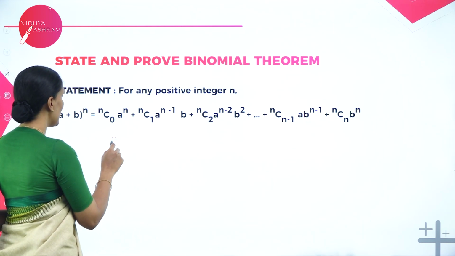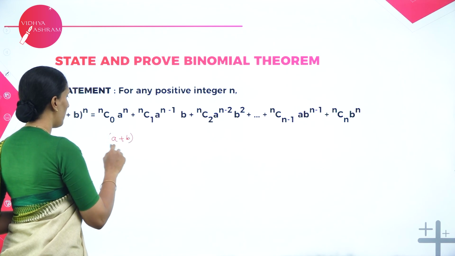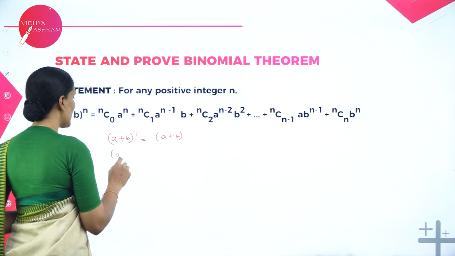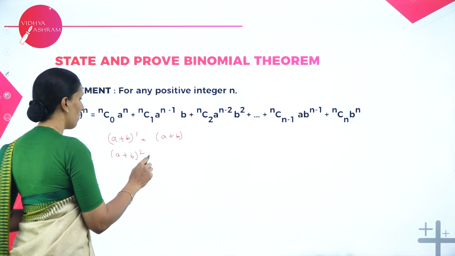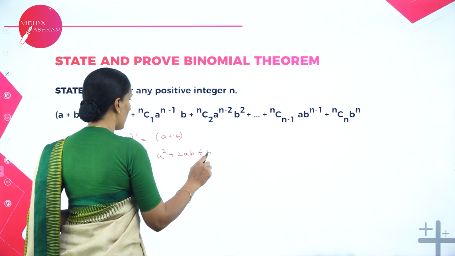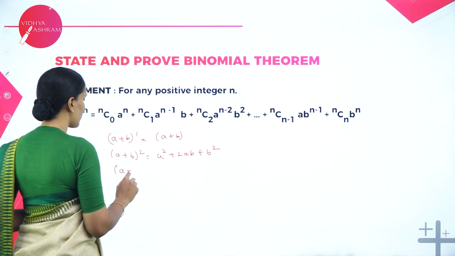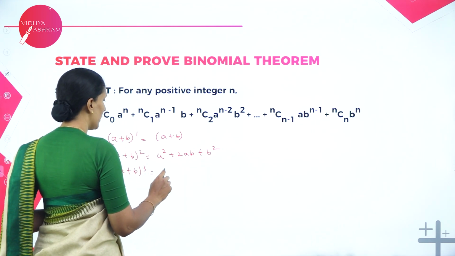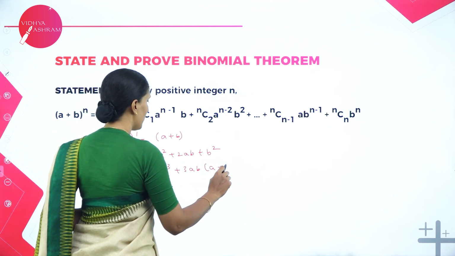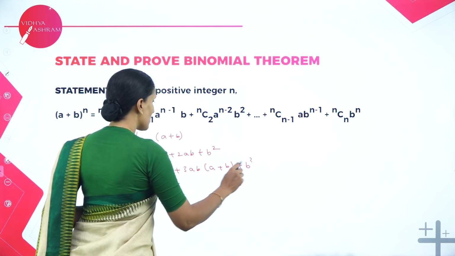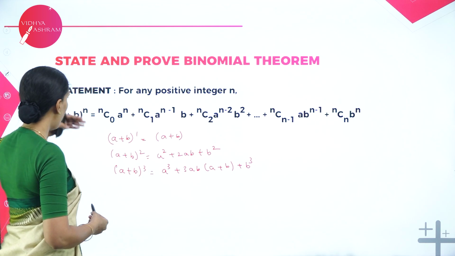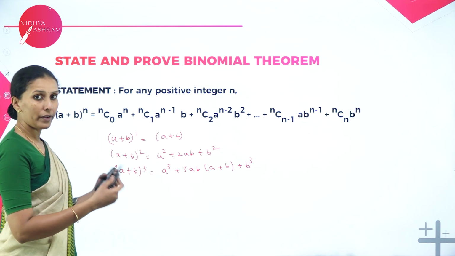If I take this as (a plus b) whole power 1, this is a plus b itself. And if I take this as (a plus b) whole square, we know the formula, that is a square plus 2ab plus b square. And if I expand (a plus b) whole cube, then this is a cube plus 3ab into (a plus b) plus b cube. So these are already algebraic identities which we have learnt. Now if the power is more than that, how do we express this?